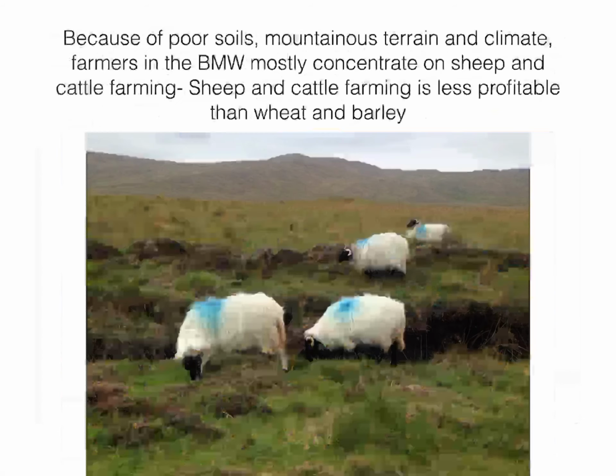Because of the poor soils, mountainous land and the climate, the farmers in the BMW region really are limited to sheep and cattle farming. And sheep and cattle farming is less profitable than wheat and barley. To do wheat and barley farming, you need flatter land, deeper soils, and more sunshine. And when you think of the BMW region, they're right beside the Atlantic Ocean. That's where the southwesterly winds bring in all of that moisture and drop that relief rainfall that we studied back in maybe January or whenever we studied it.